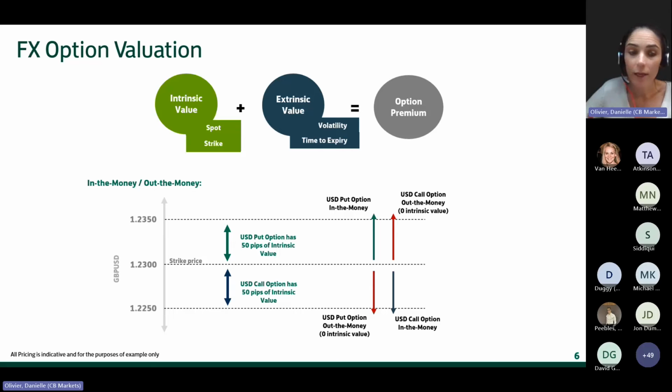If the spot rate, however, is trading above 1.23, there would be no intrinsic value. You may have extrinsic value if you have time to expiry, but there would be no current intrinsic value to that contract.